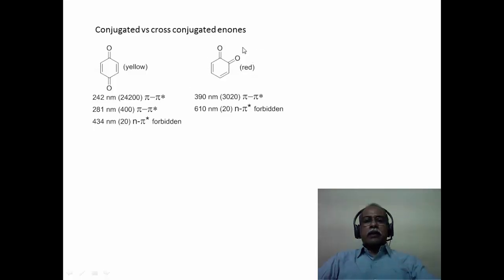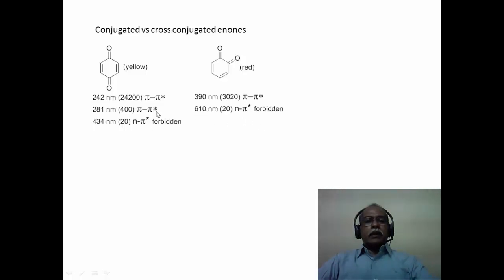You can see here, if you start from the oxygen and follow the double bond pathway, you will essentially have the entire system conjugated to each other. So this is a much better conjugation compared to the cross conjugation. That is why this substance absorbs at a lower wavelength. In other words, higher energy absorption is what is taking place. Whereas this is red in color, which appears because it's absorbing around 610 nanometers or so.